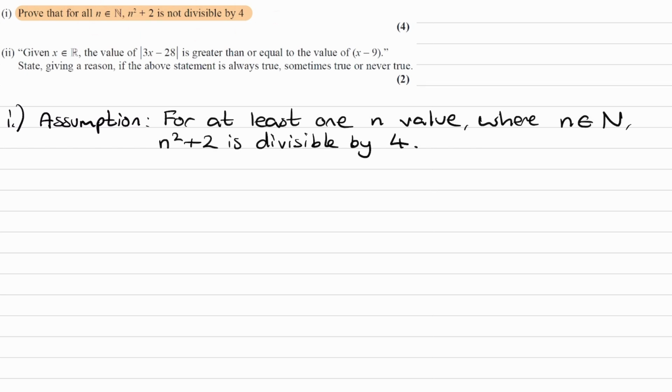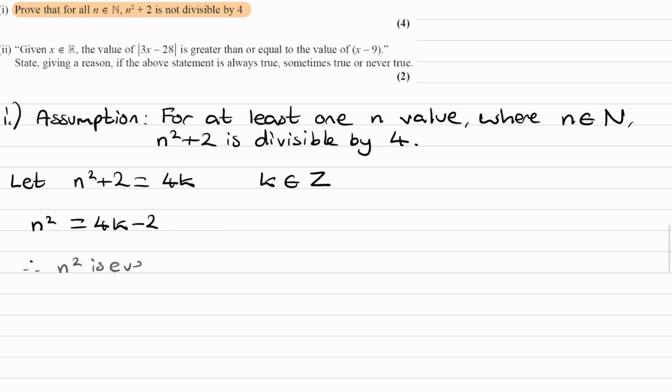So, if n squared plus 2 is divisible by 4 for at least one n value, then that n squared plus 2 is a multiple of 4, so we can say that n squared plus 2 is equal to, let's say, 4k, where k is some integer. If that's the case, we can rearrange this. We can make n squared the subject. I did this because now we can see that n squared is even.